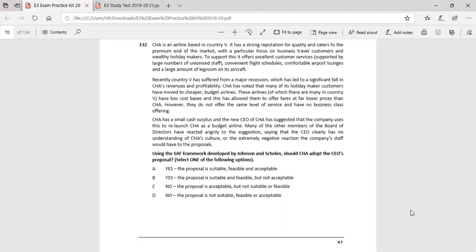CHA has a small cash surplus, and the new CEO of CHA has suggested that the company uses this to relaunch CHA as a budget airline. Many of the other members of the board of directors have reacted angrily to the suggestion, saying that the CEO clearly has no understanding of CHA's culture or the extremely negative reaction the company staff would have to the proposals. Using the SAF framework developed by Johnson and Scholes, should CHA adopt the CEO's proposal? Select any one of them. Should they accept the proposal?